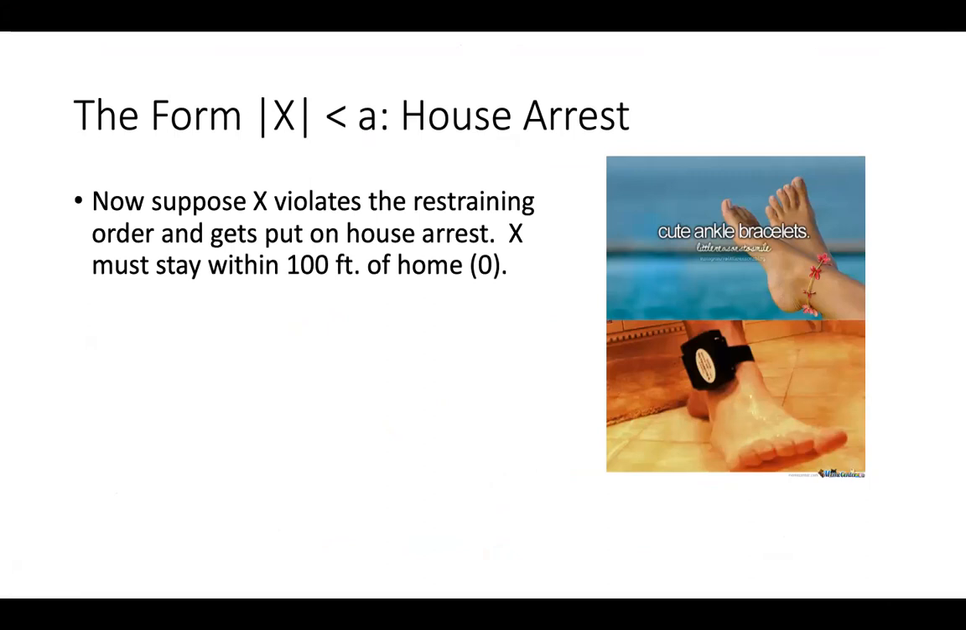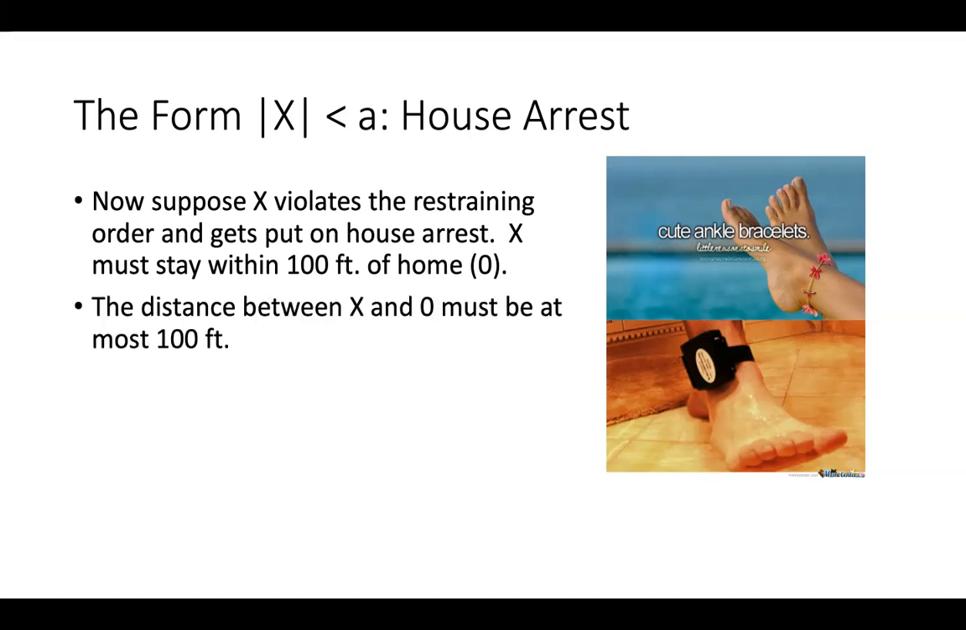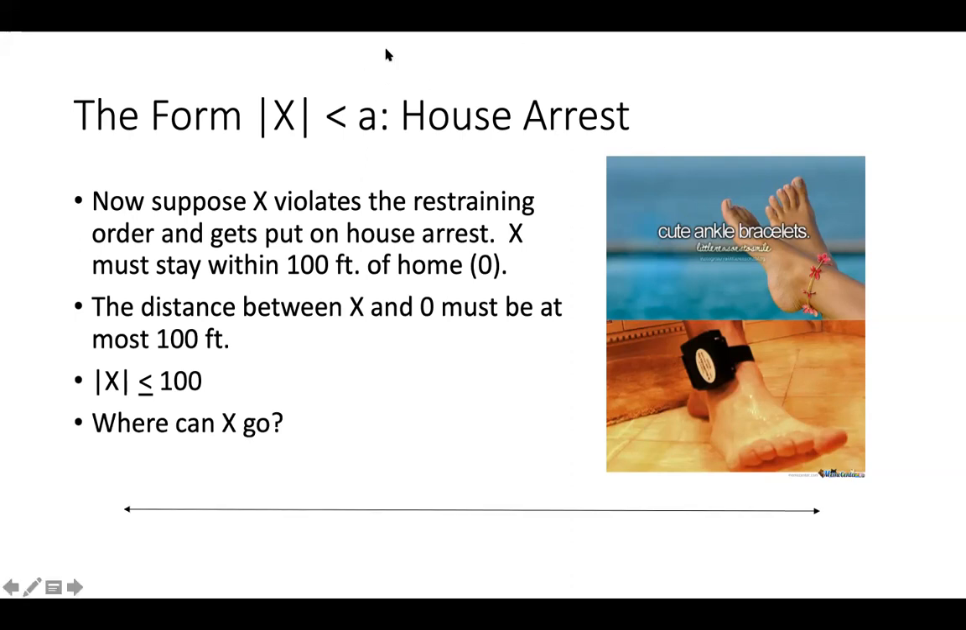X must stay within 100 feet of home. Home is at 0. So the distance between X and 0 must be at most 100 feet, which as an inequality looks like this. So where can X go? Let's look at a number line on the tablet.